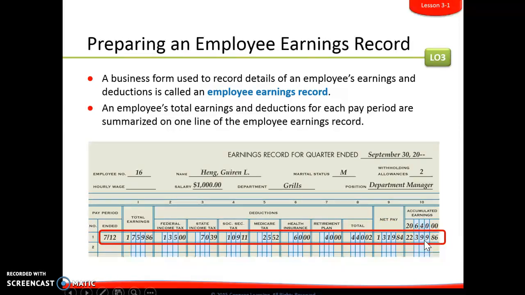Accumulated earnings are going to be figured out by taking the previous accumulated earnings plus the total earnings of that pay period. A lot of times students get this mixed up and they want to add the before accumulated earnings plus the net pay. That is not right. Make sure that you're paying attention to that keyword earnings. So previous accumulated earnings plus this pay period's total earnings will equal your new accumulated earnings.